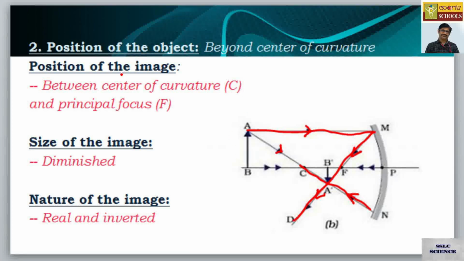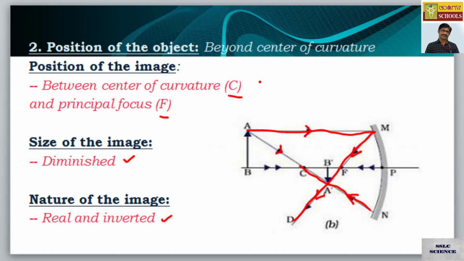Okay, so the position of the image will be between center of curvature C and principal focus F. The size of the image is diminished or lesser. This is not point sized, it is visible and it is smaller in size, that is diminished. You will get this image between C and F, and the nature of the image is again real and inverted, as we are getting the image which is inverted in this case. From the object, the image is inverted.